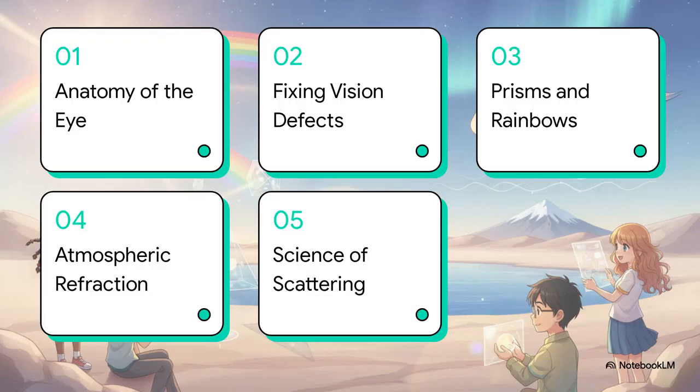Here's our roadmap for this explainer. We're basically taking an inside-out journey. We'll start with the anatomy of the eye, look at how we fix vision defects, and then explore prisms and rainbows. Finally, we'll scale up to the entire Earth to check out atmospheric refraction illusions and the science of scattering.